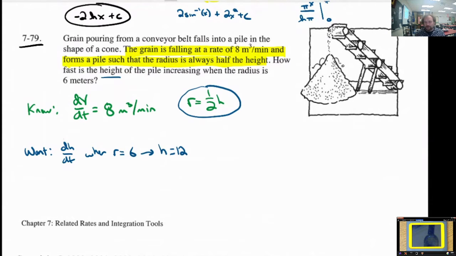Since we were told at the top of the problem that the radius is always half the height, if the radius is 6, the height is 12, because there's that 1 to 2 relationship. It's going to be really helpful to draw a picture of this. Actually, they already drew a picture, so I'm going to use their picture.